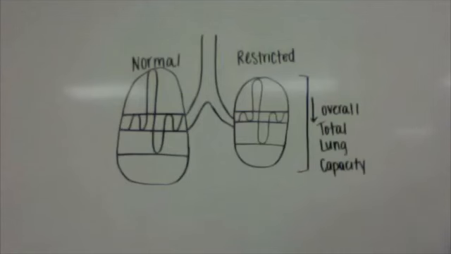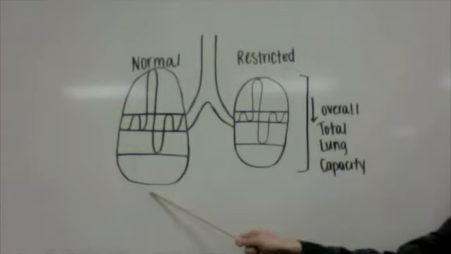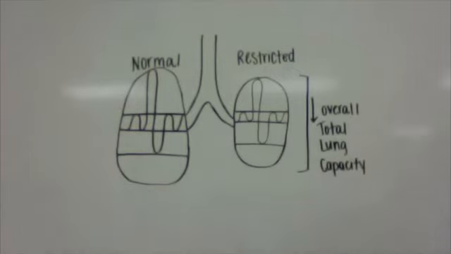Now let's take a look at a restricted lung versus a normal lung. With restrictive lung disease, the total lung capacity is much smaller than the normal lung. Consequently, all of the other lung volumes will be decreased as well. Remember, restrictive lung disease is a volume problem, not a flow problem.